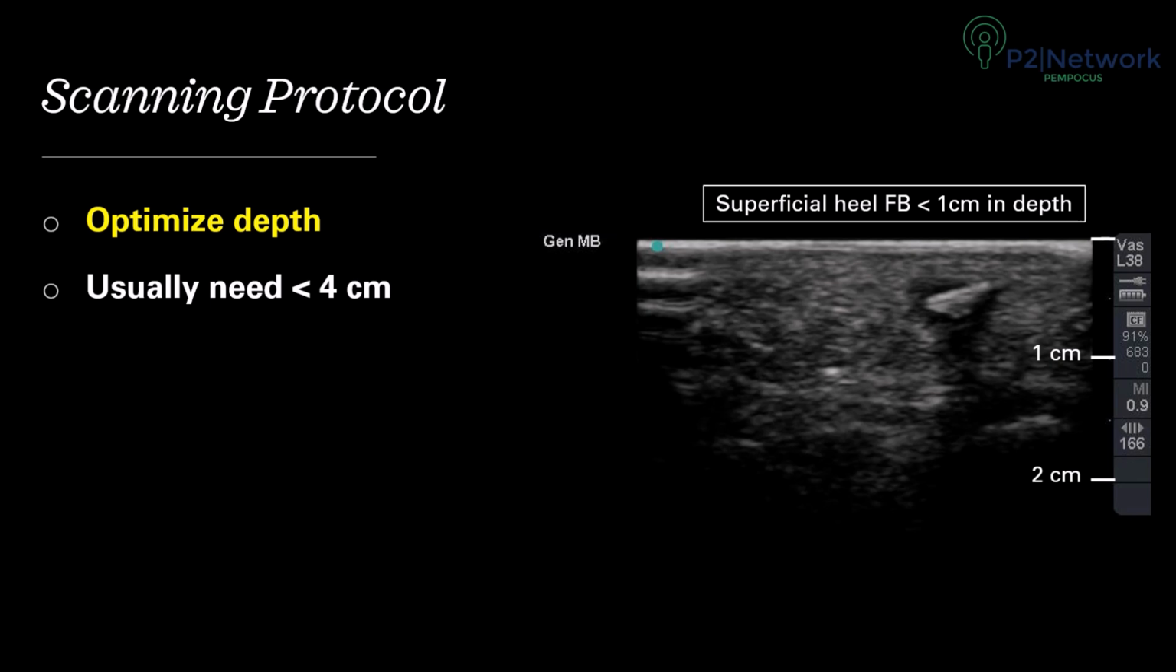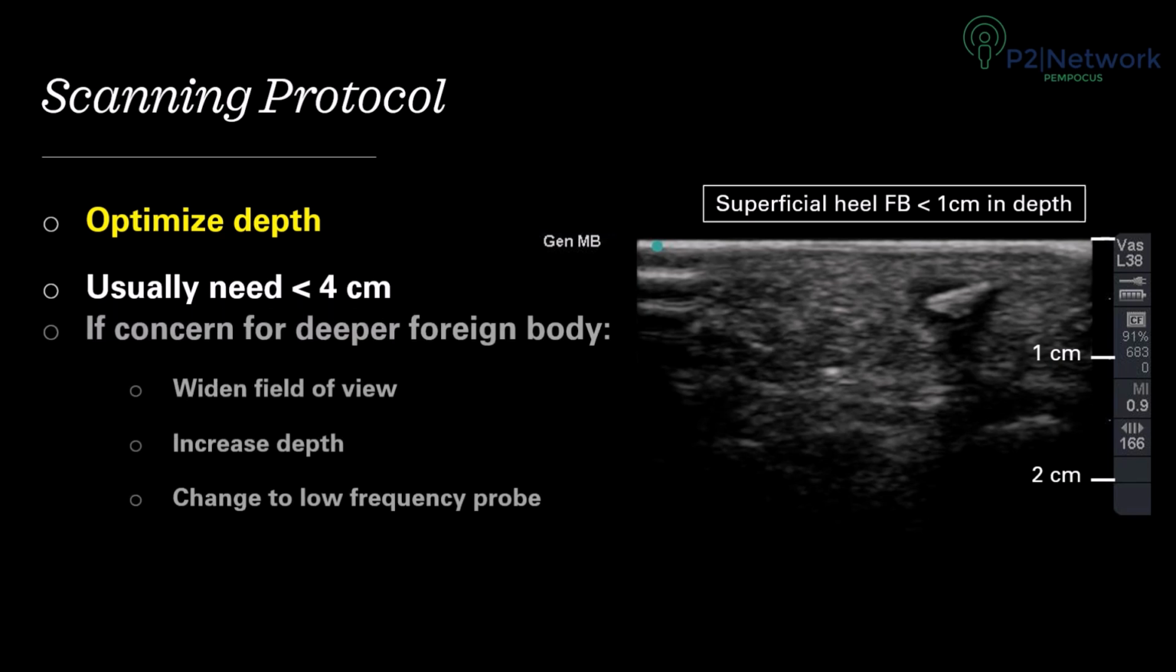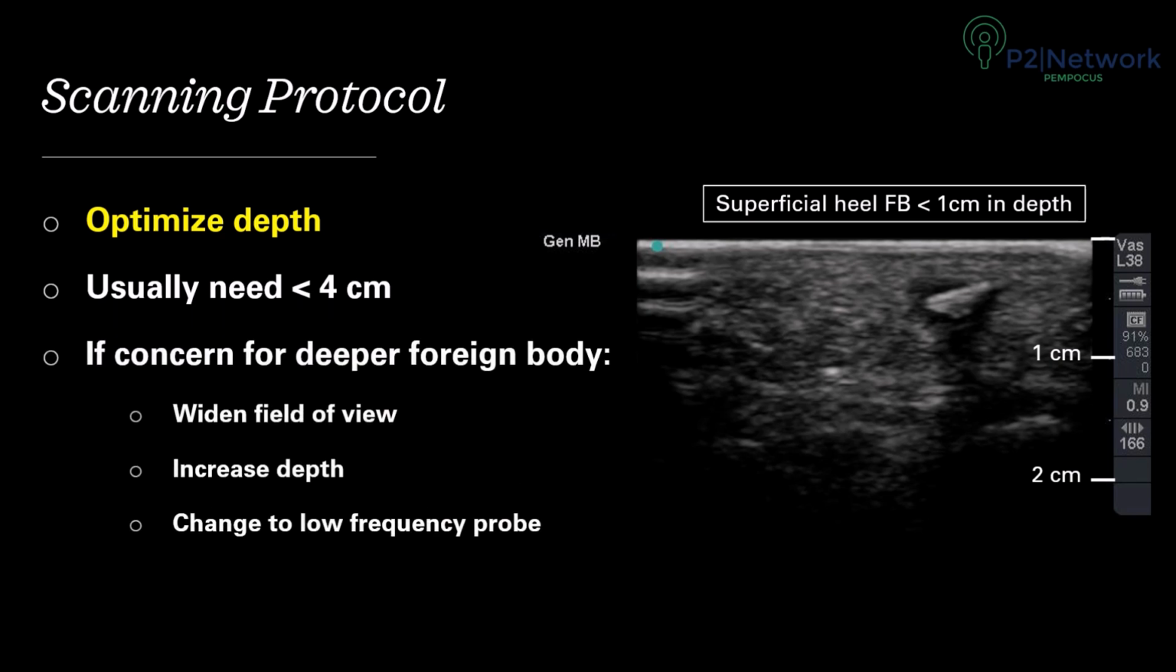Depths for soft tissue foreign body range from 0 to 4 centimeters depending on the depth of the foreign body. If you have a concern for a deeper foreign body, you can widen your field of view, increase your depth, change your frequency, or change your probe.